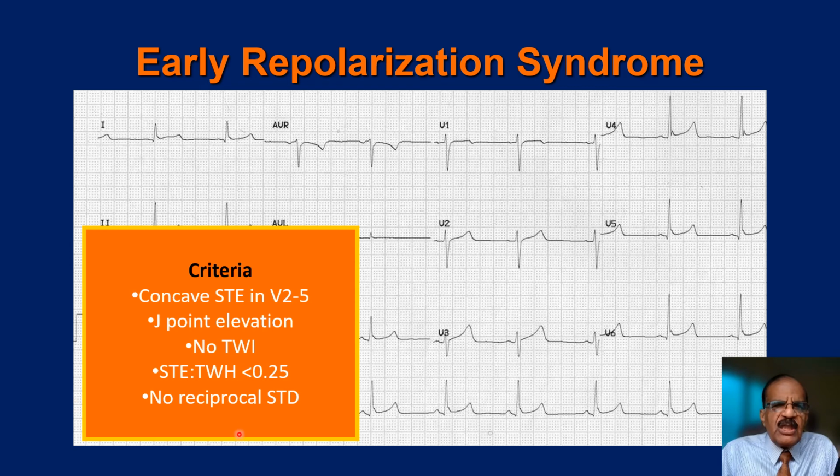And then the ST segment elevation to T wave height ratio is less than 0.25. That means ST segment elevation is minimal. As compared to pericarditis, the ST segment elevation is minimal. Then there will be no reciprocal ST depression. So this is early repolarization syndrome. You need to know it because it can confuse you and the patient may be misdiagnosed as a case of pericarditis.